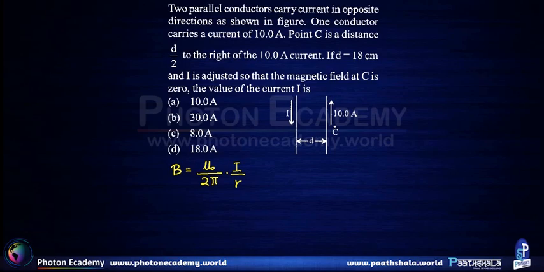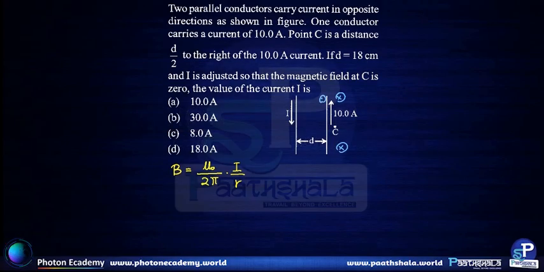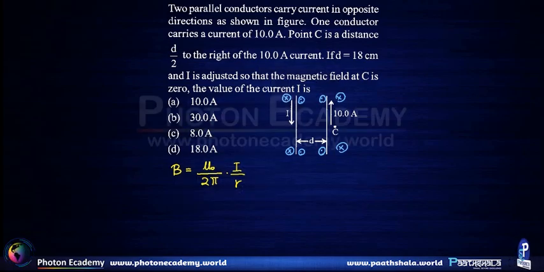So in this case, due to the wire on the right hand side, the magnetic field to its right would be into the plane, and the magnetic field on the left hand side of it would be out of the plane. And for the wire on the left side, which is carrying a current I, the magnetic field would be out of the plane on this side and into the plane on this side. So we see that both the wires apply opposite directions of magnetic field at the point C, and it has been adjusted so that it is equal to 0.